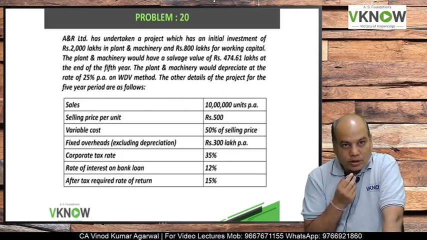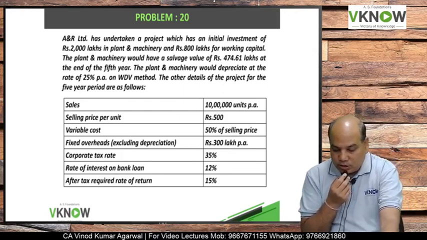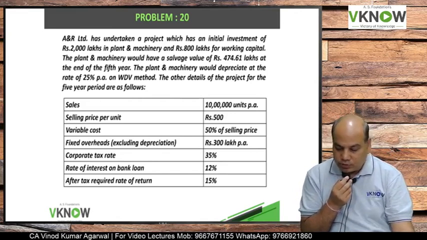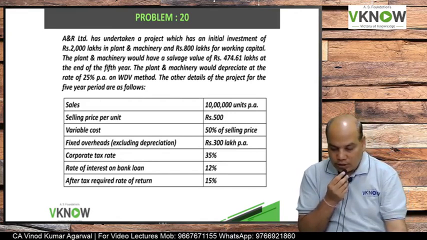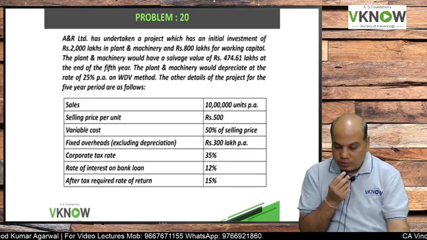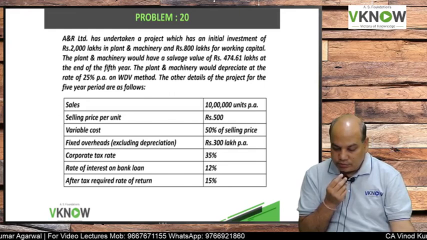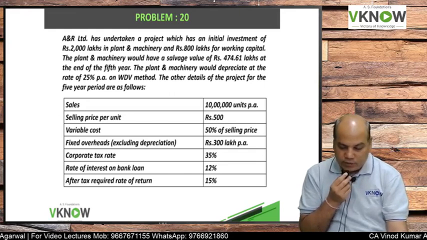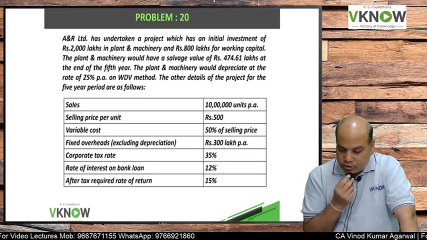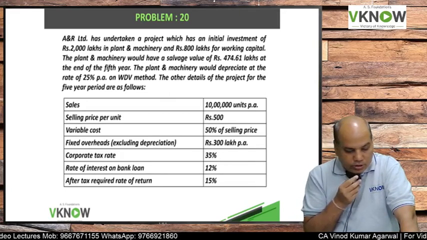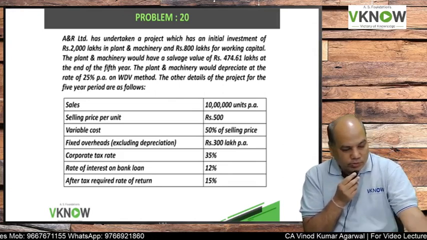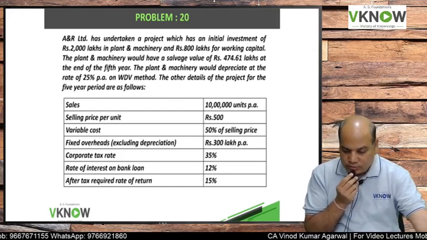Understood? 2000 in plant, 800 in working capital. The plant and machinery would have a salvage value of 474.61 lakhs at the end of the 5th year. So good question. The plant and machinery would depreciate at the rate of 25% per annum on WDV basis. Oh my God, this is going to make your life miserable, because the WDV method means every year you have to do separate working.